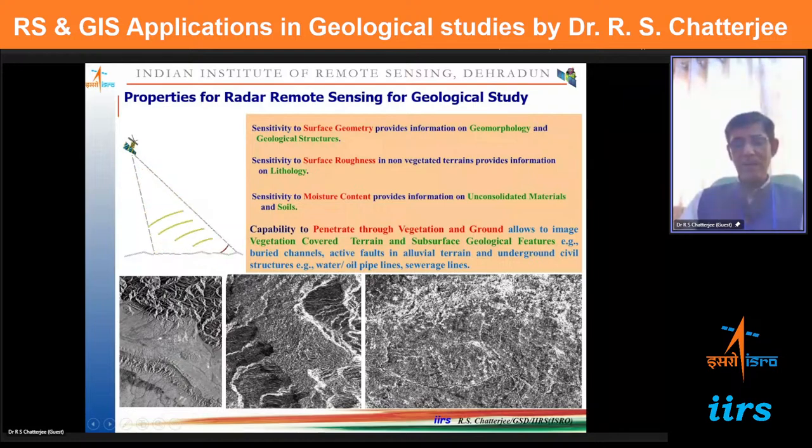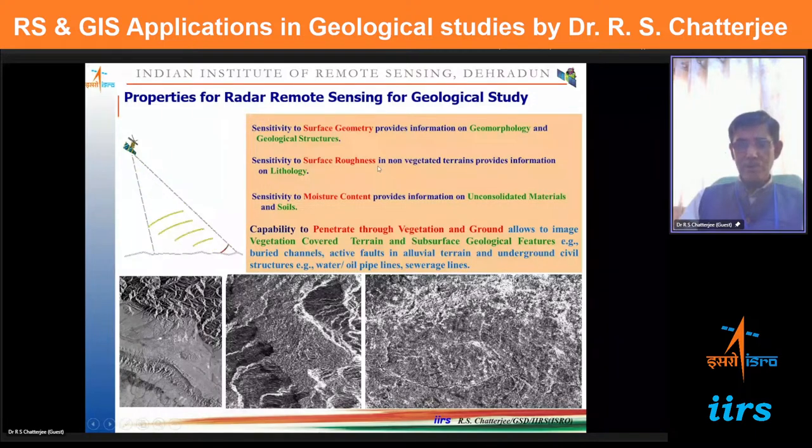Like here you see the Shillong plateau. So plateau is so clear. This is the plateau fringe area. This is the plateau top, and this is the mining area. This is the Jharia coalfield. Now you see its sensitivity to surface roughness.